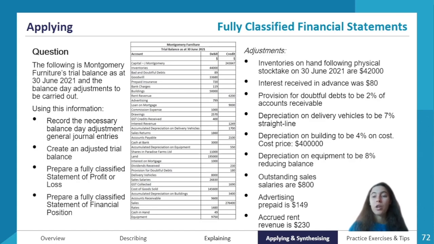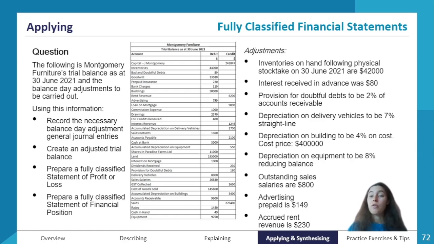So this is where you would go to your trial balance and you would see what it was recorded as and compare that. So you can see the second from the top is inventories, 44,000. So the physical stock take revealed that we had 42,000 instead of 44, and that is less. That amount is less, so that means we have an inventory shortage.